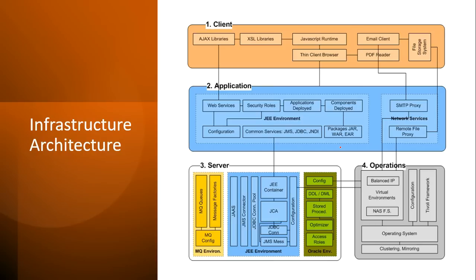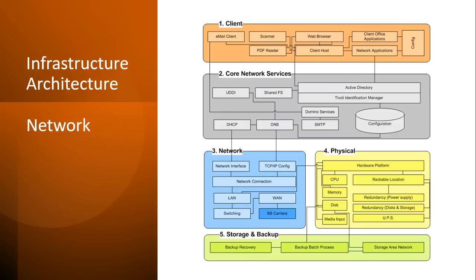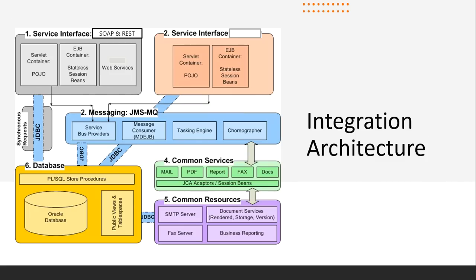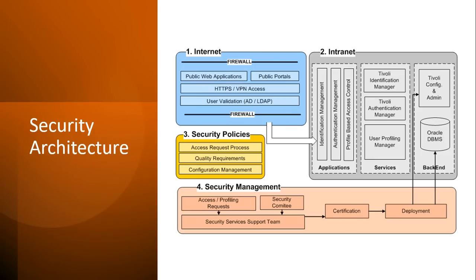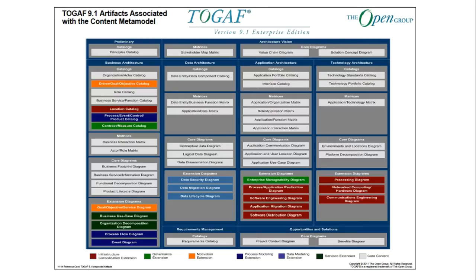Basically, we will be applying all the catalogs, artifacts, or the reference model as per our understanding, the infrastructure architecture network, then the integration architecture at a very high level for the fast iteration, but that is what we still need to look into. Then the QA architecture, which is the quality assurance architecture, the security architecture, the service architecture, and finally I will be concluding by talking about the artifacts, catalogs, core diagram, extension diagram, and the matrices. So let's jump into the next section and take a deep dive.